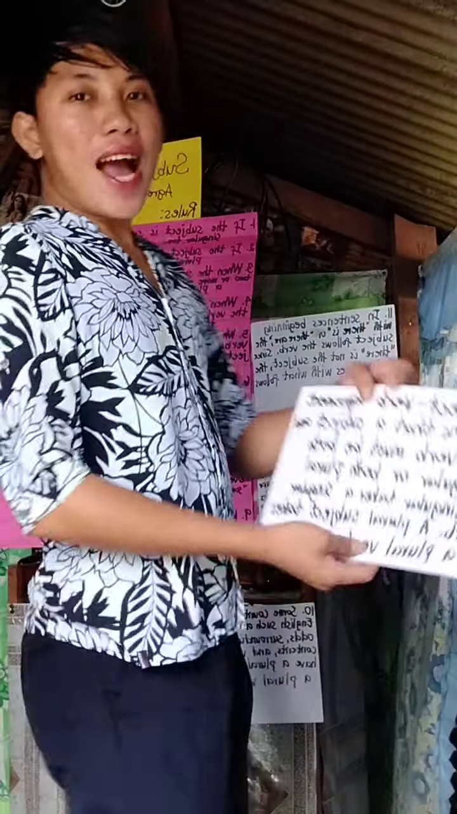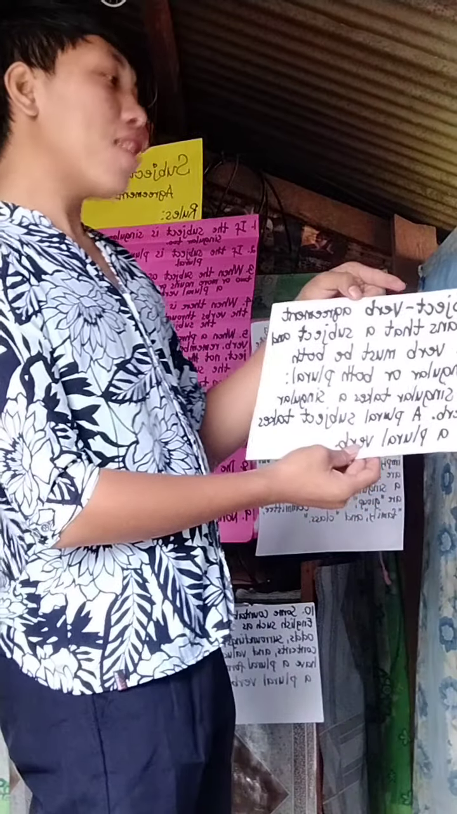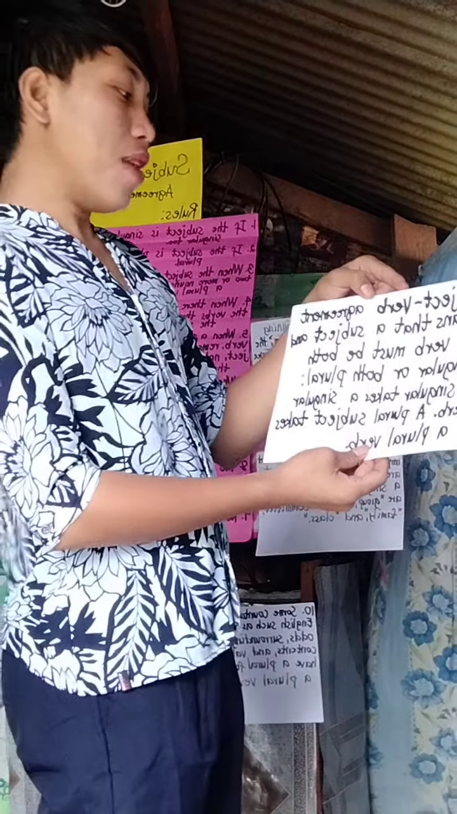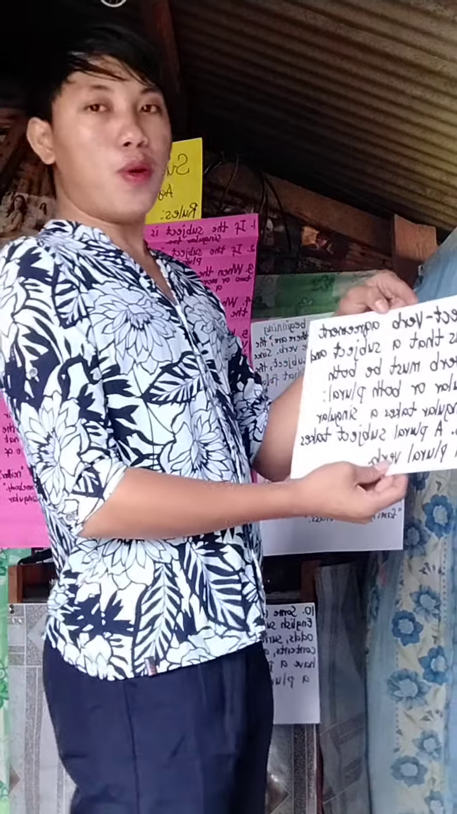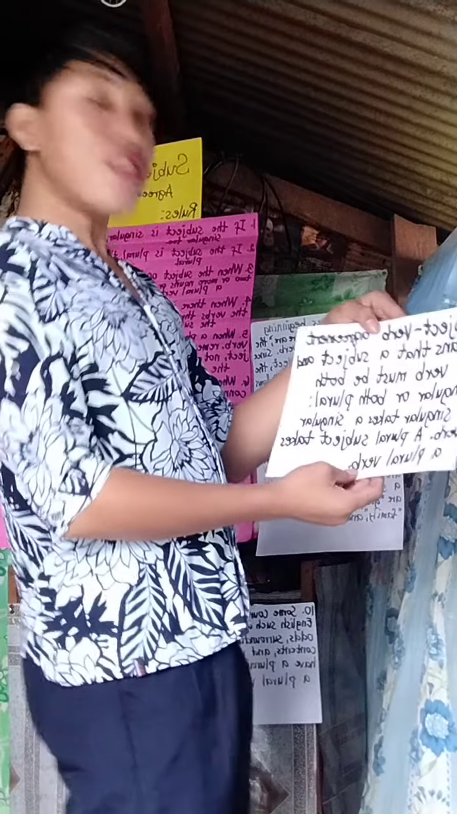So, who among you has an idea about subject-verb agreement? Yes, very good, you got it. When we say subject, it is the doer of the action. And when we say verb, it is an action word. Okay, class, please read. Subject-verb agreement means that a subject and its verb must be both singular or both plural. A singular subject takes a singular verb. A plural subject takes a plural verb.